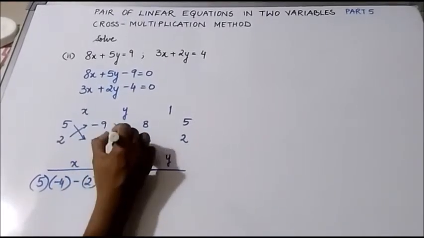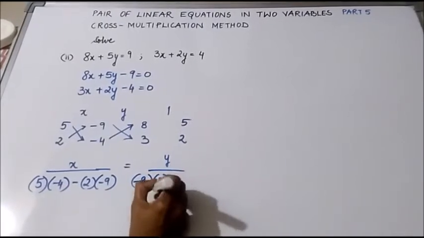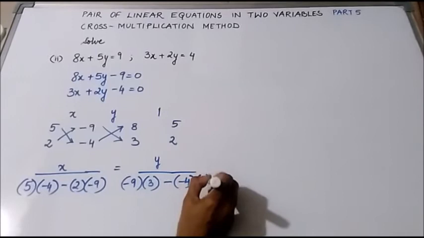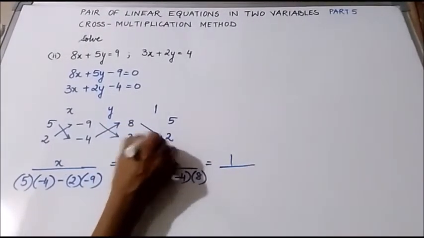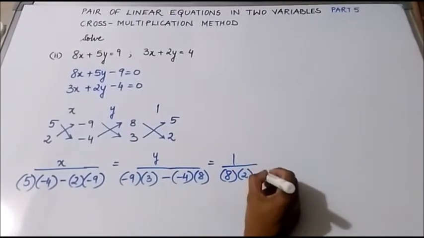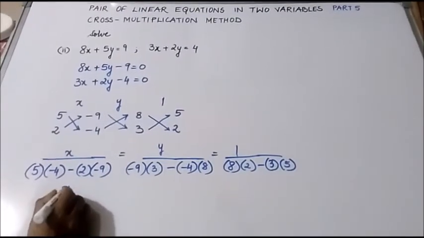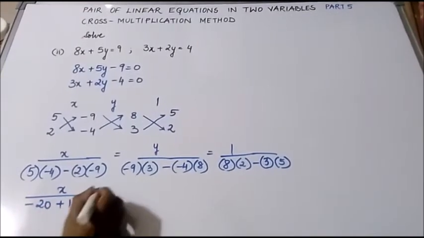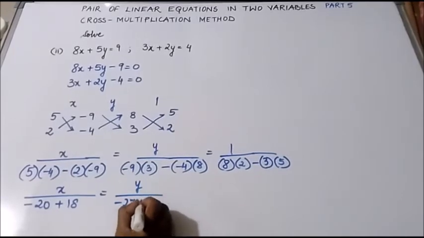Again we do cross multiplication like this. Minus 9 into 3 minus 4 into 8, that is equal to 1. Again we do the same thing here. 8 into 2 minus 3 into 5. This will be x upon minus 20 plus 18 is equal to y upon minus 27 plus 32.